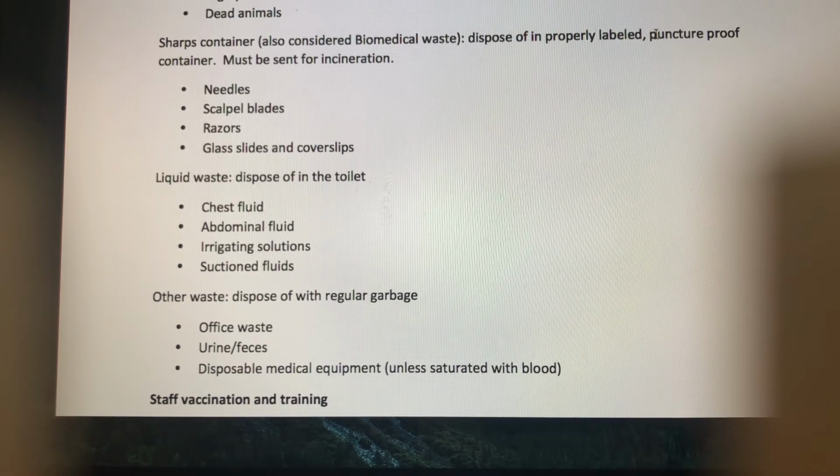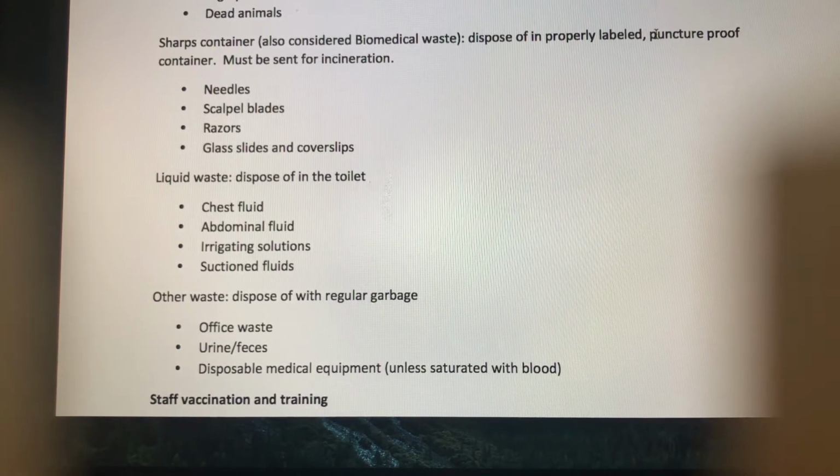And then disposable medical equipment. Anything that is single use that we throw out after we use it can just go into the garbage. So like bandage material, IV lines, IV fluid bags, those are all just garbage. The exception is unless they're saturated with blood. Blood is a biomedical waste, so it's going to go into the biomedical waste container or the sharps container.